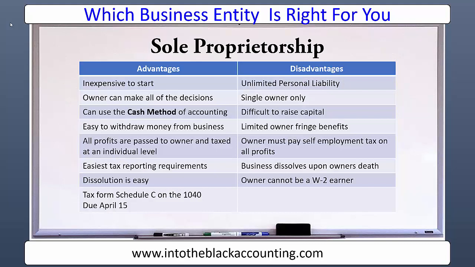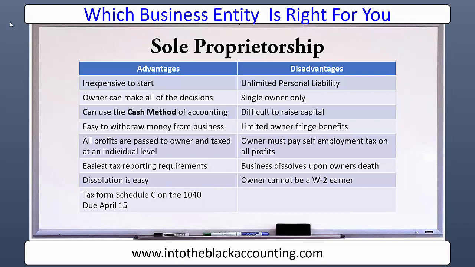Number one, probably the easiest to get started with is a sole proprietorship. Very easy to get started. It's inexpensive. The owner can make all the decisions. You can use the cash method of accounting, which means that you take credit for income when you get paid. You take credit for expenses when you write the check. It's easy to withdraw money from the business. You don't have to worry about setting up payroll if you're a single-owned business and you're the only person working in it. All profits are passed to the owner on a personal tax return. It's the easiest reporting requirements. Dissolution is easy if you decide to stop using the business. And the tax form used is the one you're already used to, the Schedule C on the 1040, and it's due April 15th, right? Makes it really easy.